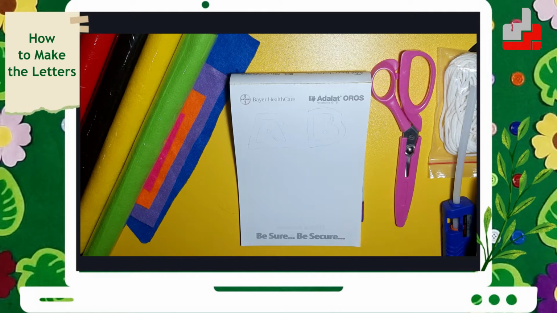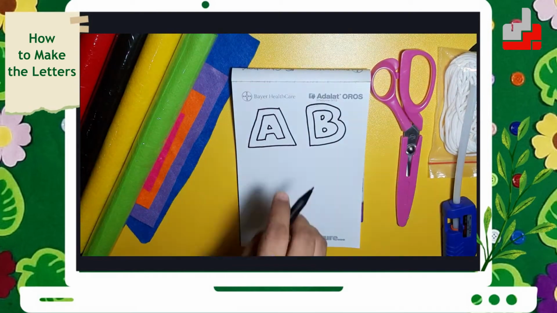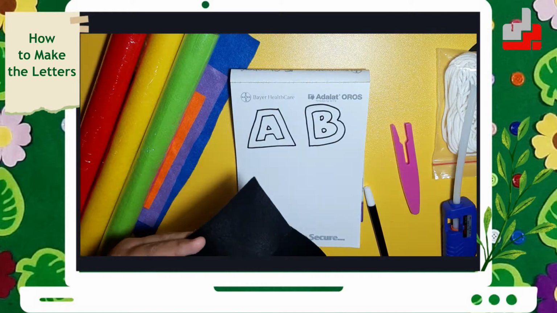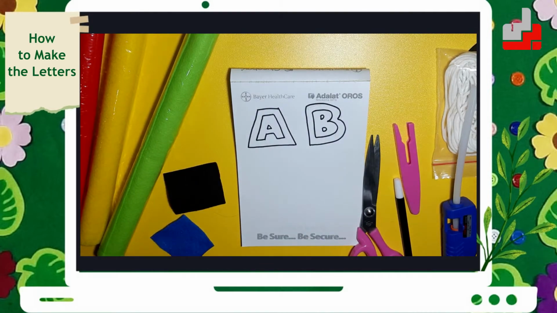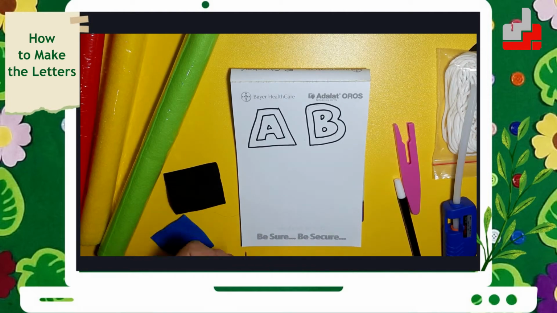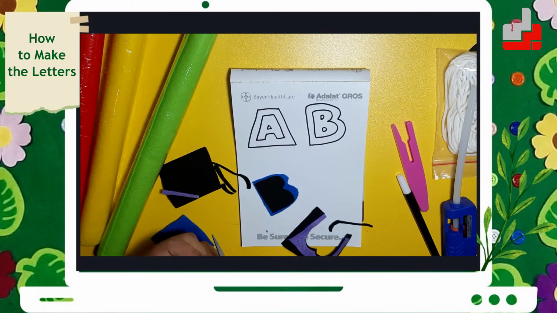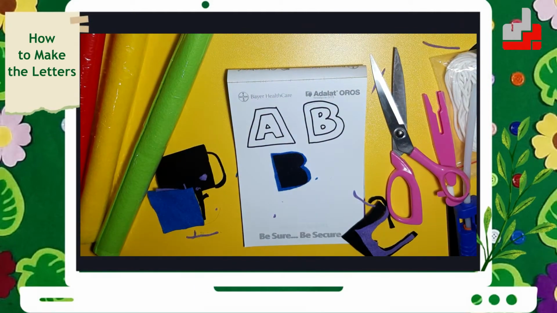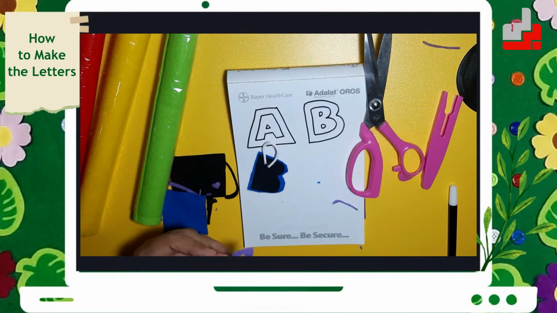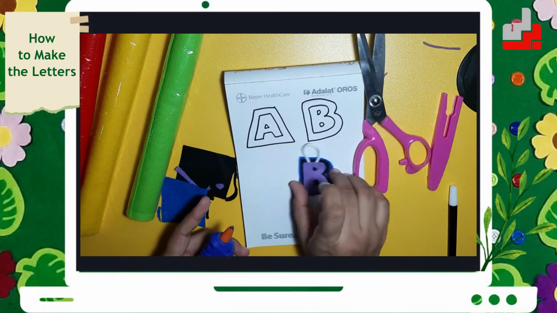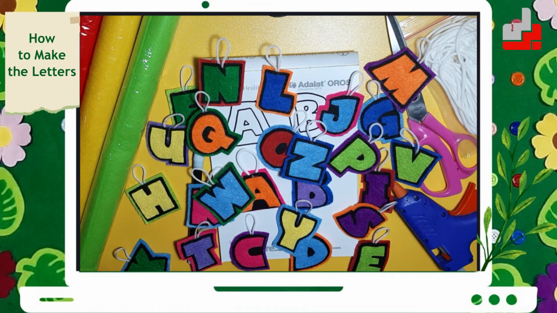Here is an example of making letters for the vocabulary hanging game media. Make as many as possible and don't forget to put a rope at the top to make it easier to be hung in the media.